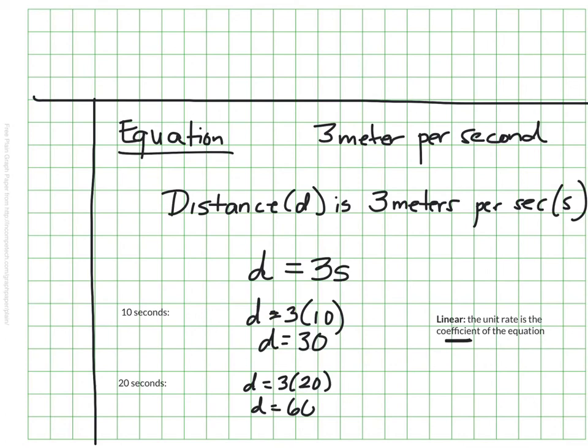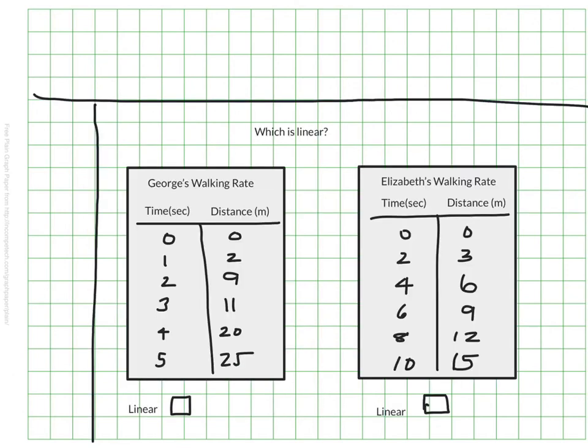You'll have just one more thing to do here before our video ends, and that is to decide if something is or is not linear. So we have here 2 people and their walking rates. We have George and Elizabeth, and your job is to decide, you can check off the boxes at the bottom, which one is linear and which one is not. One of them is walking at a consistent rate. It is proportional every single time. The ratio is the same, and the other one is not. So take a moment and see if you can decide which one is which.